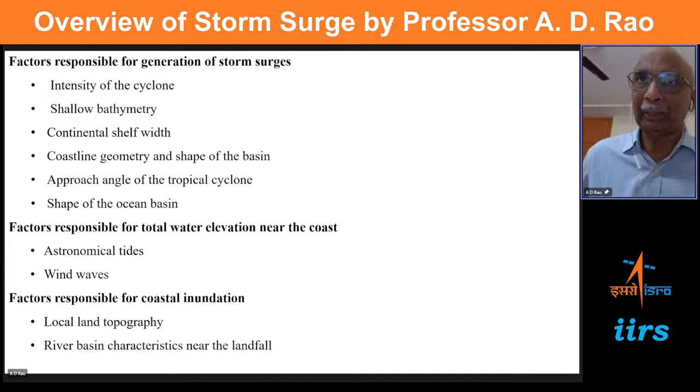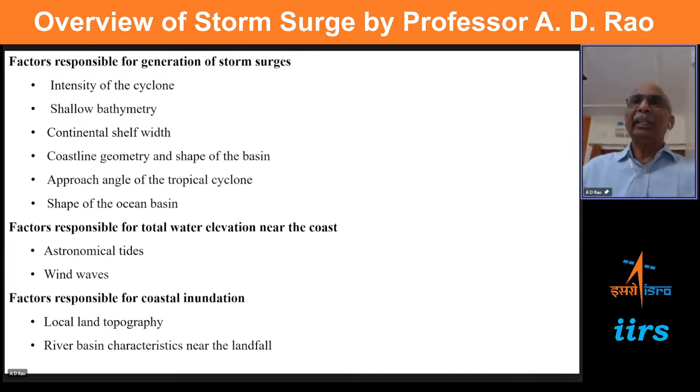I will show you some of the shapes of the basins where, when the cyclone crosses, for example, the Machilipatnam area, you can see the crescent shape of the coast. When a cyclone crosses in that region, the energy gets trapped. So you expect more storm surges in that shape of the basin.